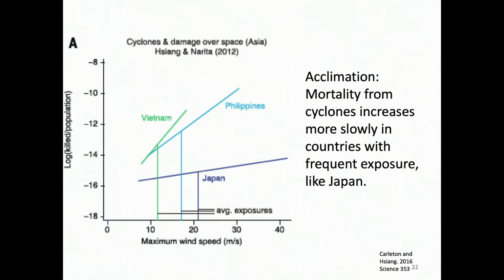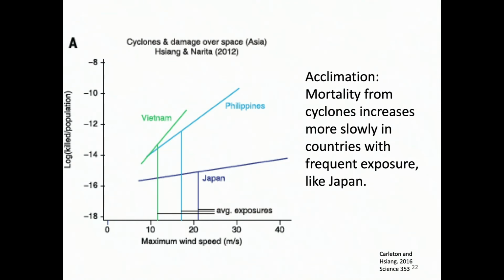So it's possible to see, for instance, acclimation: mortality from cyclones increases more slowly in countries with frequent exposure, like Japan. All right, so what's going on here? This is the maximum wind speed for a hurricane or typhoon. And this is the log of people killed over the population. So what's the death rate from the hurricane, all right? And the logarithm is just a way to see the data easier.